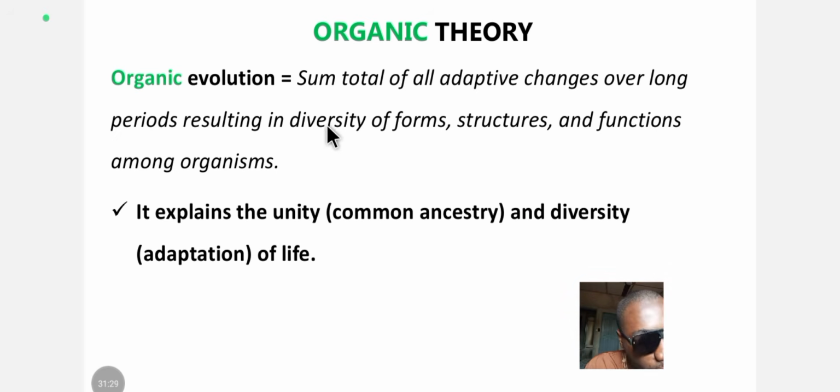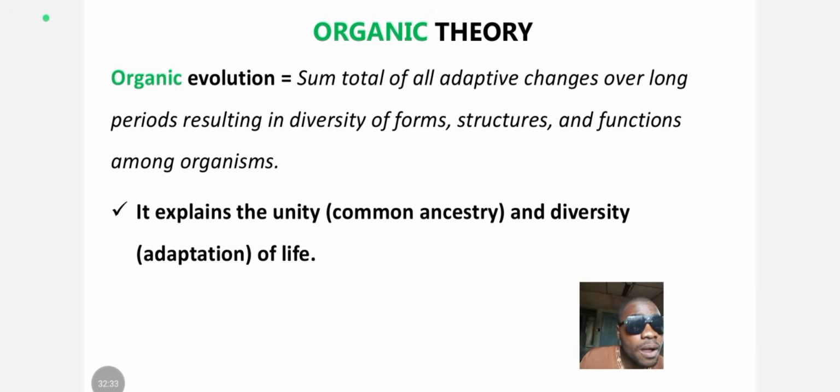Now let's look at organic theory. Organic theory is another important theory of evolution that JAMB says we should get accustomed to. The organic evolution theory states that organic evolution, which is natural, is equal to the sum total of all adaptive changes over a long period of time, resulting in a diversity of forms, structures, and functions among organisms. So everything happens naturally: adaptive changes over a long period of time that result in diverse forms, structures, and functions among organisms. That is the organic theory of evolution. Very easy to know.